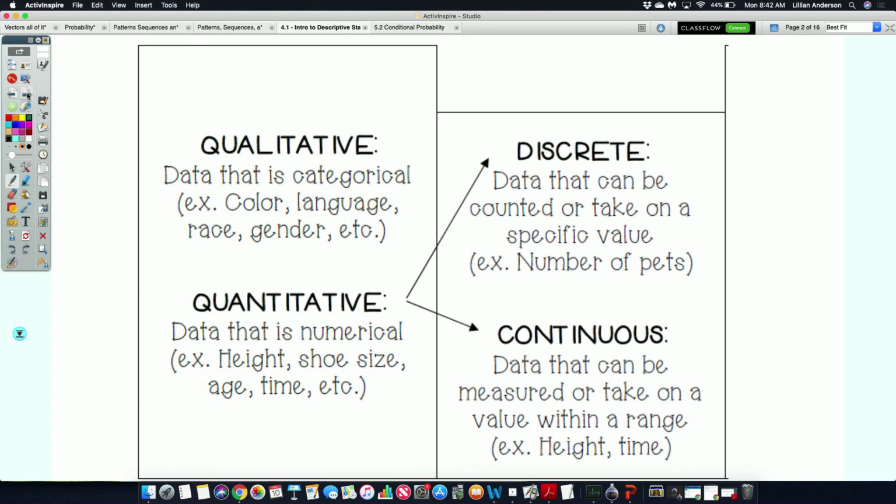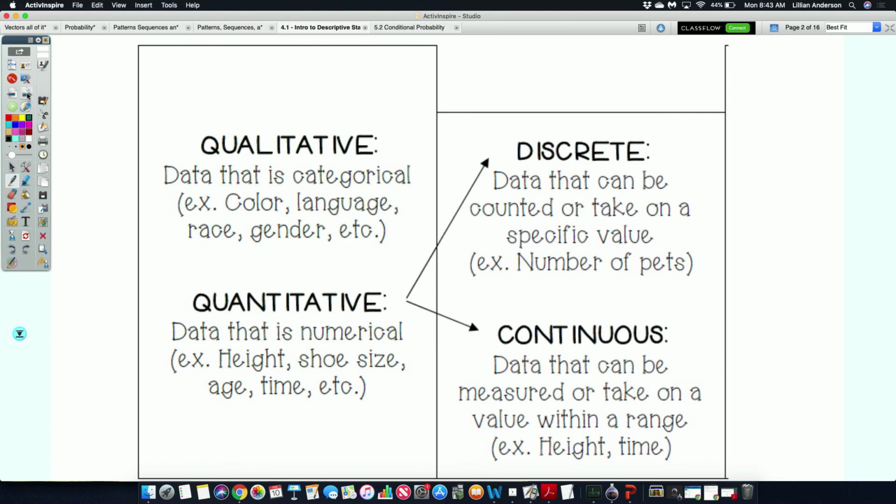Versus quantitative data, which is data that's numerical. So last Friday when you went around and you asked people what was their height, what was their shoe size, that's something that is a number that they gave you. Height, shoe size, time, age, number of types of fish in the ocean, et cetera, et cetera. Now, with quantitative data, you can have two different types. You can have discrete data or you can have continuous data. Discrete is the type of data that can be counted or take a specific value, such as your number of pets. Continuous data is data that can be measured or takes a range of values, such as height or time.